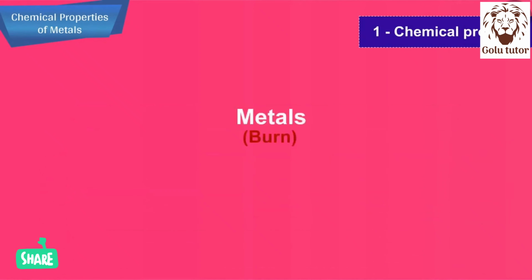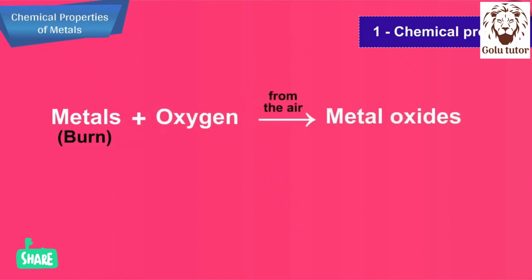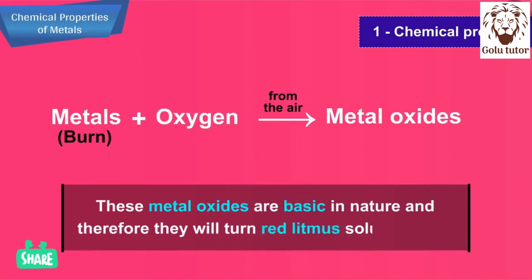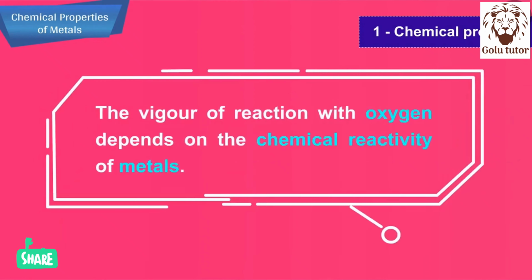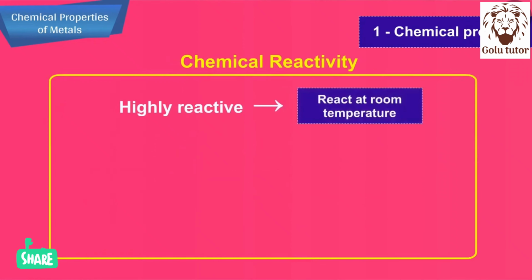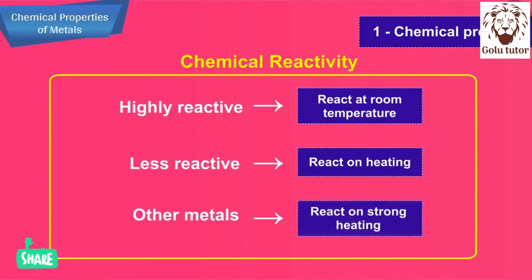When metals are burnt in air, they react with oxygen from the air to form metal oxides. These metal oxides are basic in nature and therefore they will turn red litmus solution blue. The vigor of reaction with oxygen depends on the chemical reactivity of metals. Highly reactive metals react at room temperature. A less reactive metal will react on heating, whereas still other metals react on strong heating.